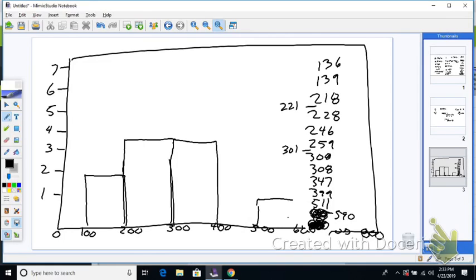How much are we supposed to be dividing by? 15. I got 280. So the numbers are 136, 139, 218, 221, 228, 246, 259, 301, 308, 308, 347, 399, 511, 590. That's fine. Divide by 15. Yep.